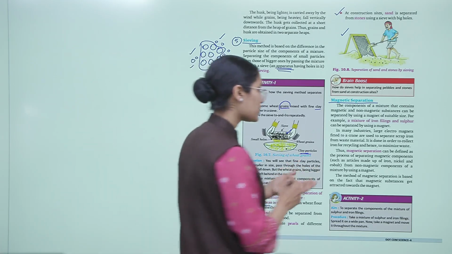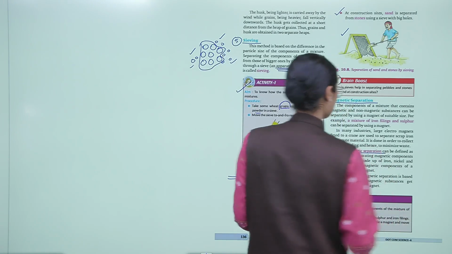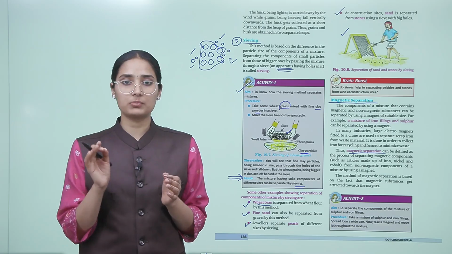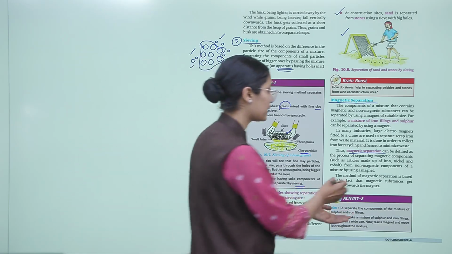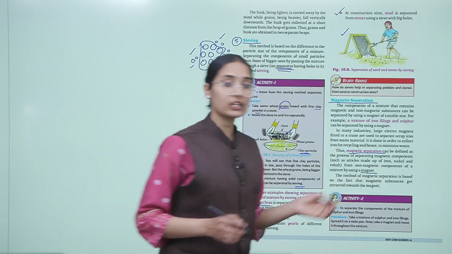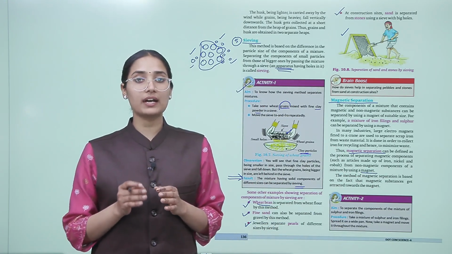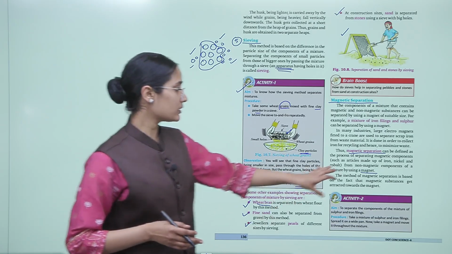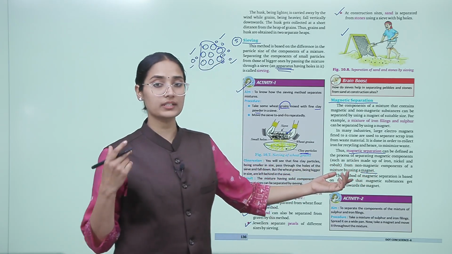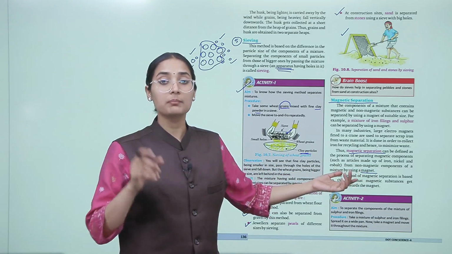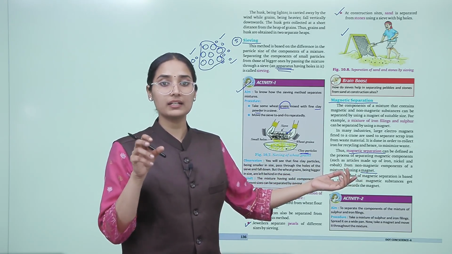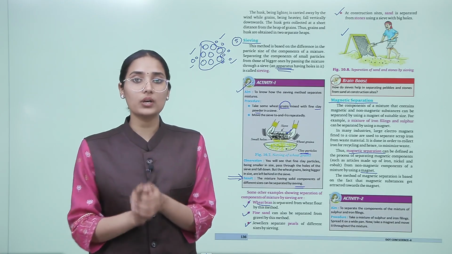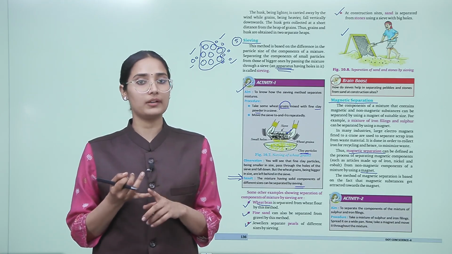So what is magnetic separation? It is a separation of magnetic components from the non-magnetic components, using a magnet, okay? So the method of magnetic separation is based on the fact that magnetic substances get attracted towards the magnet. So what's the catch here? In this process, a magnet is used, right? And the magnet attracts the magnetic substance, like what? Like the iron, nickel and cobalt, okay?